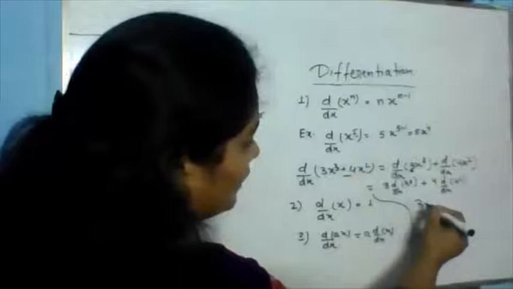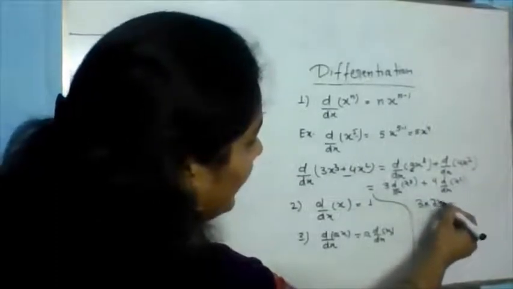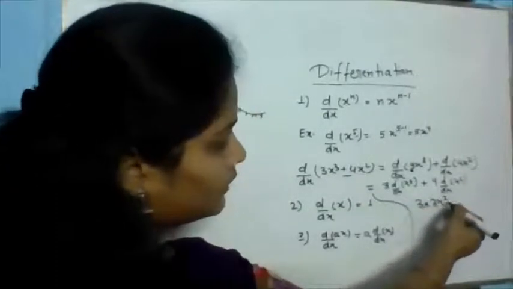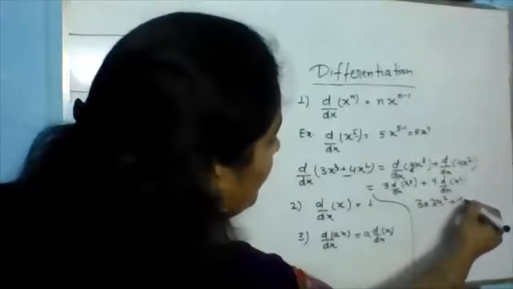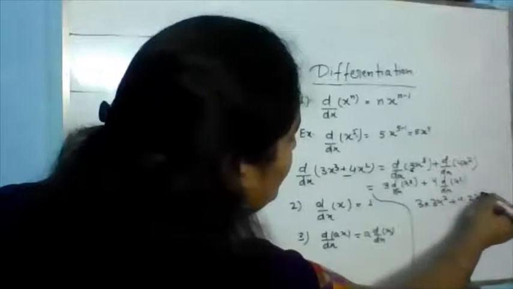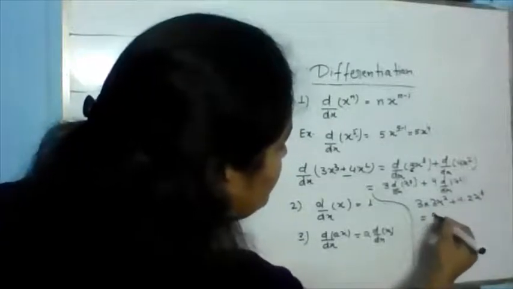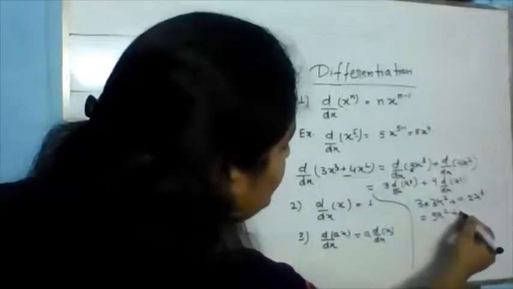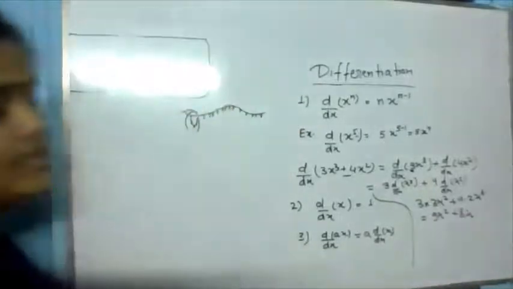So 3 multiply 3x square, 3 minus 1 is 2, plus 4 into 2x to the power 2 minus 1, that is 1. So your answer is 9x square plus 8x. Is this clear?